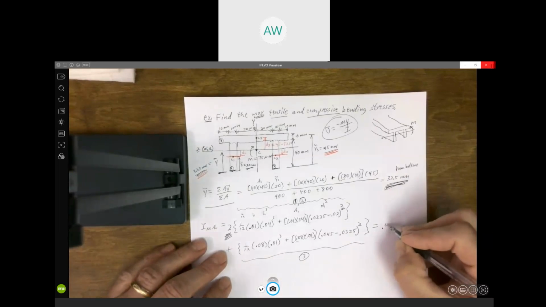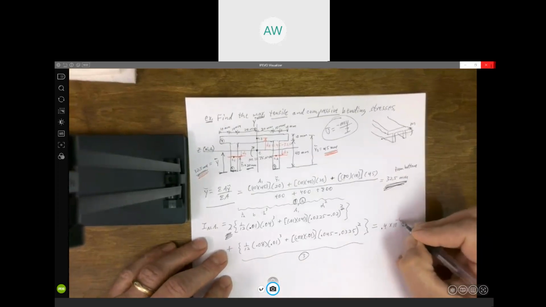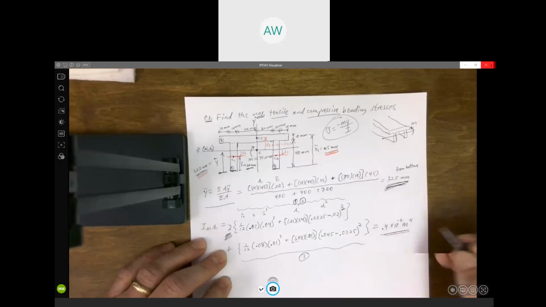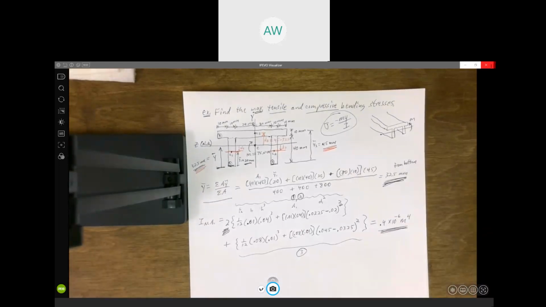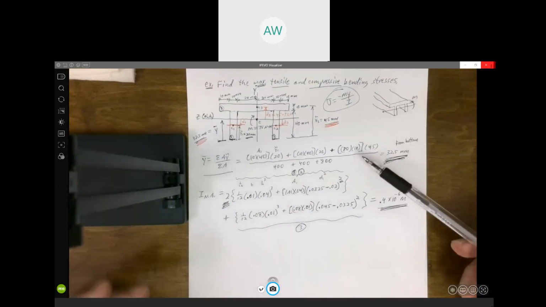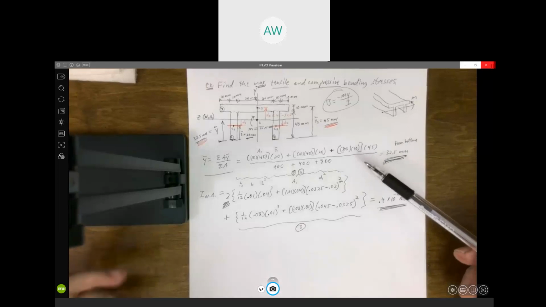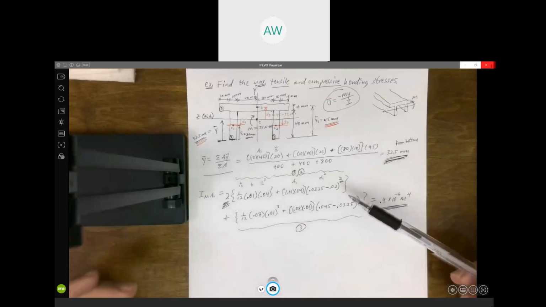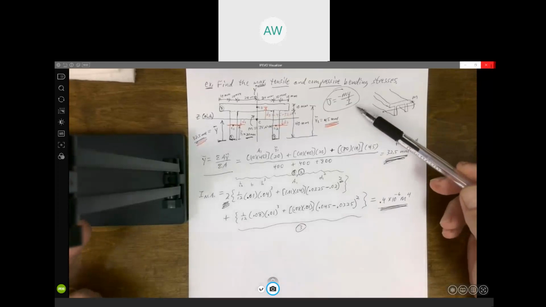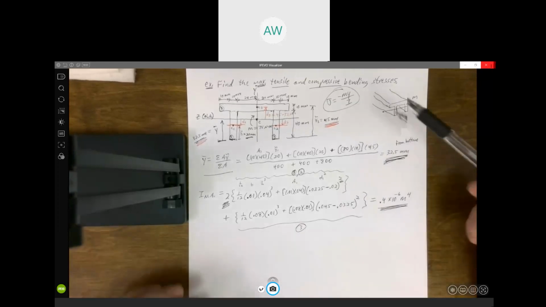I got 0.4 times 10 to the negative 6 meters to the 4th. That would be my moment of inertia for that area about the neutral axis. All right, so now we're ready to plug in our formula. And you'll see the majority of the actual work you have to do is statics. You learn how to do this in statics. The mechanics of materials part is just plugging in this formula for stress.